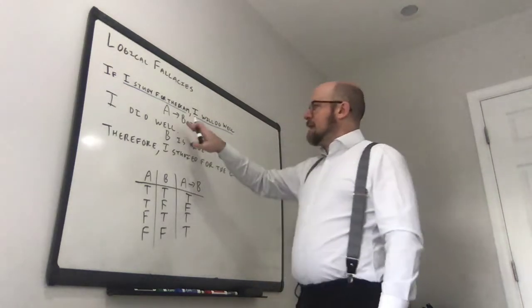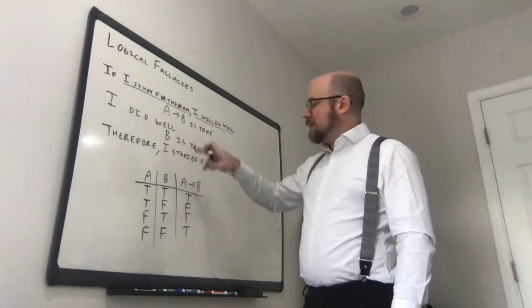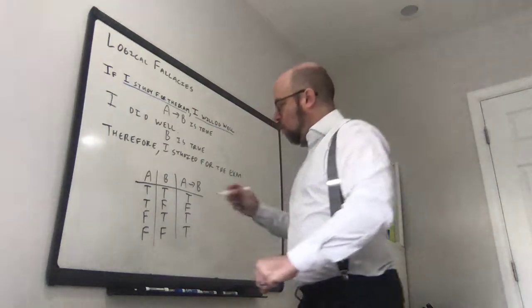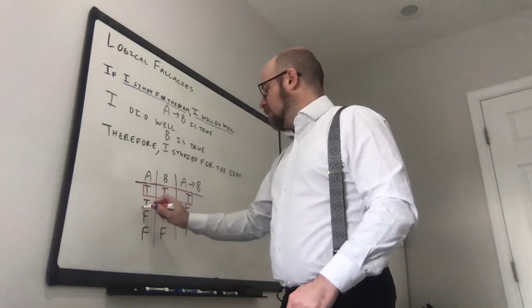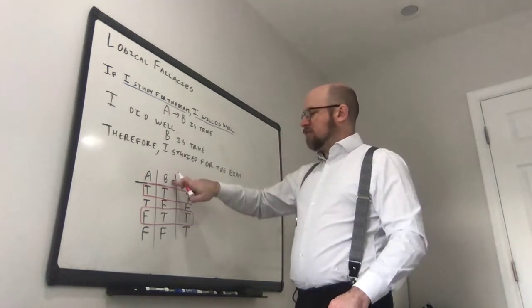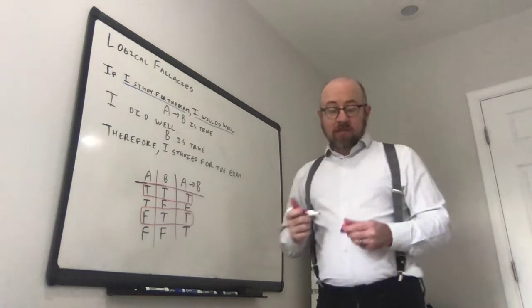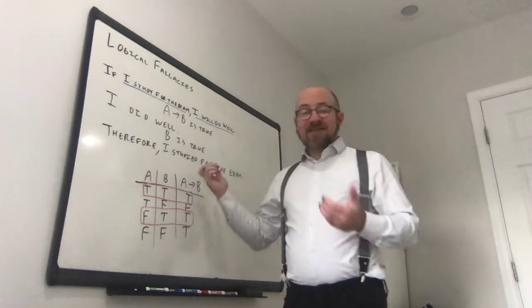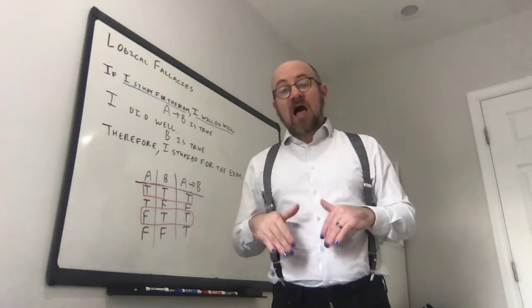Okay? If A implies B is true, so we're in one of these three situations, and B is true, then we're in one of these two situations. We're either here, or we're here. A implies B is true, B is true. So we're in one of these two situations. But what our truth table tells us is that A could be either true or false. Okay? And so this argument doesn't hold up. Okay? This is called the fallacy of the converse.